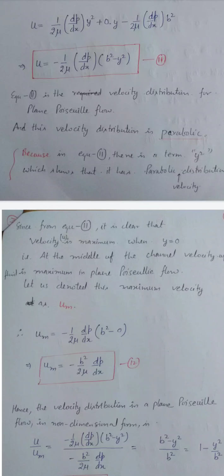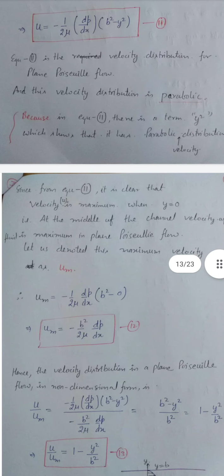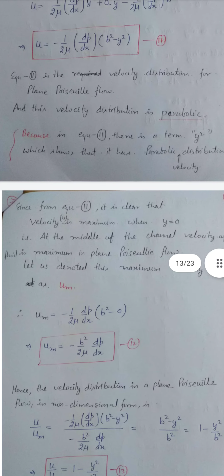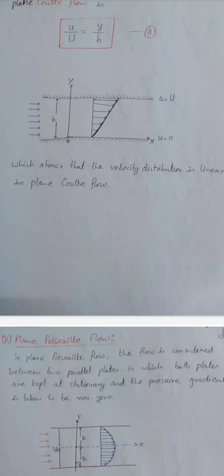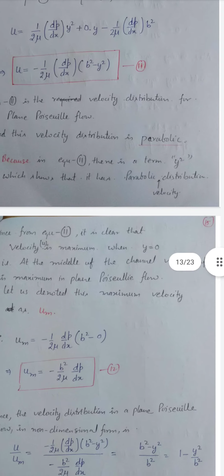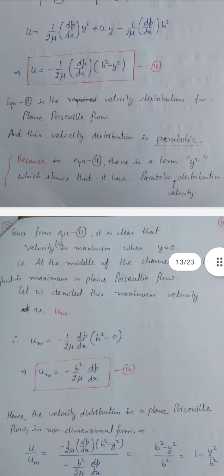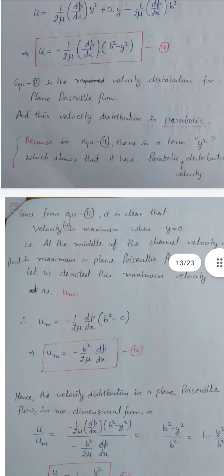Right? Parabolic velocity distribution. Since from equation 11 it is clear that velocity u is maximum when y is equal to 0. Look students, the velocity is maximum. Where is it maximum? Where this velocity is maximum, when y is equal to 0. So our u will be um when y is equal to 0. So put it in equation 11.